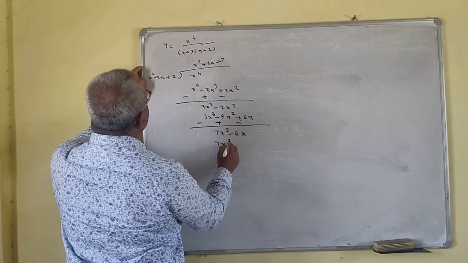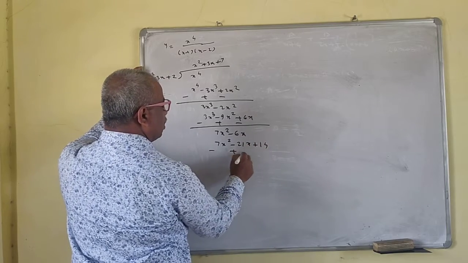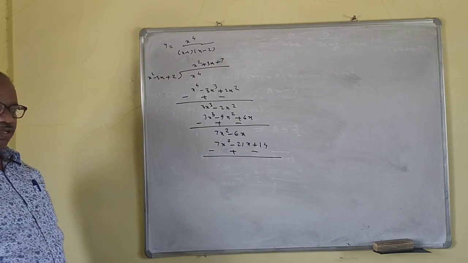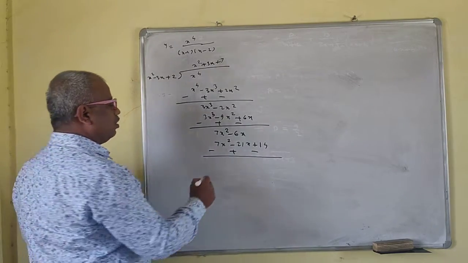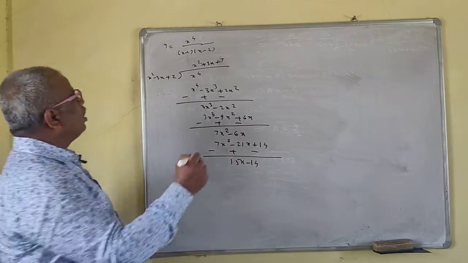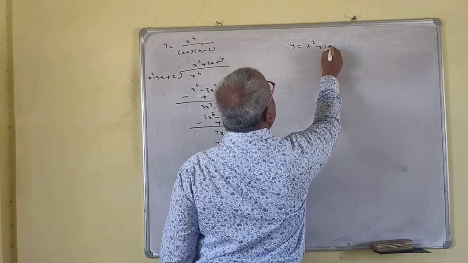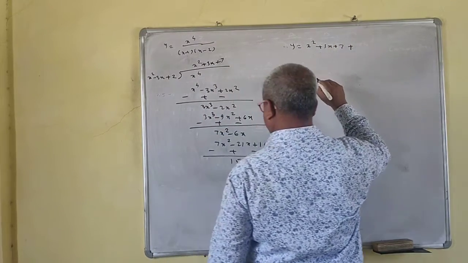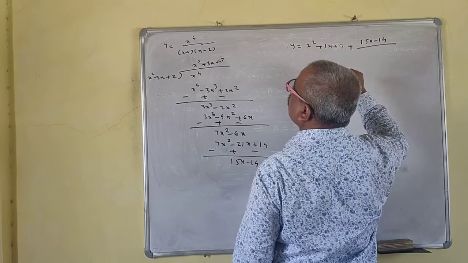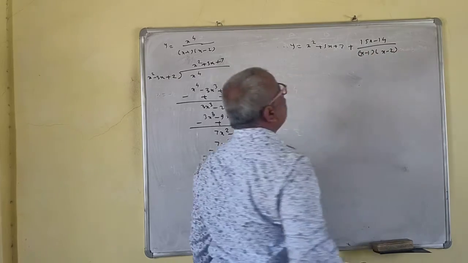Okay. So 7x square minus 21x plus 14. So minus plus minus. Okay. So 21 minus 6, 21 minus 6 is 15. So this is what 15x minus 14. Okay. So therefore your y is what? X square plus 3x plus 7 plus 15x minus 14 upon x minus 1, x minus 2. Okay. This is your y.